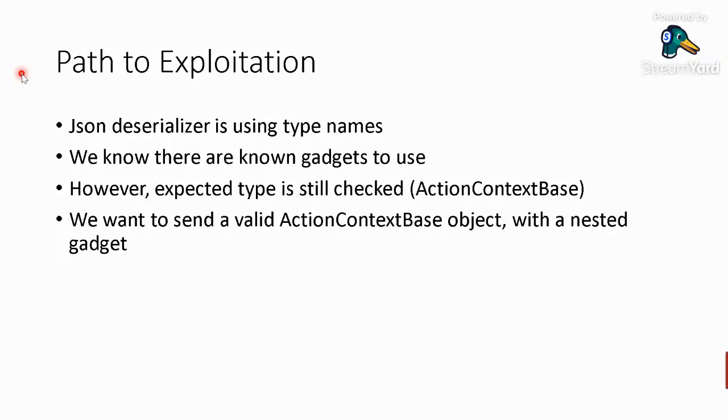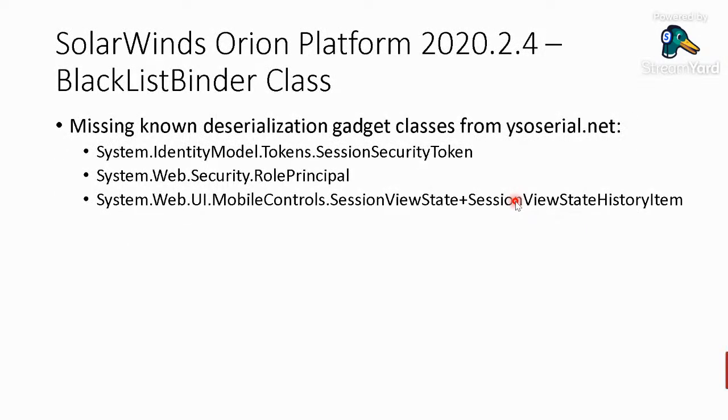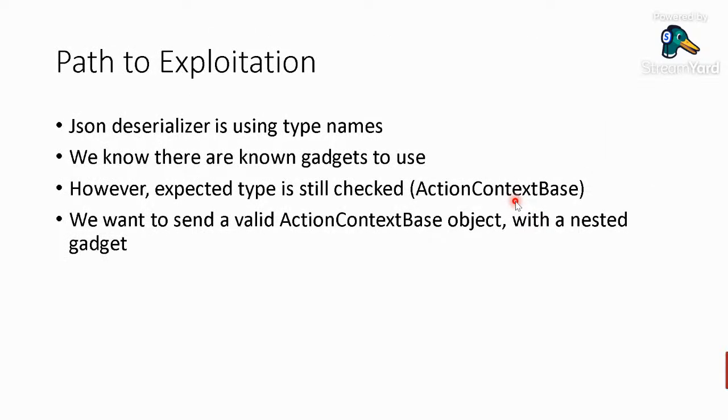And these are just a few of them that were missed, I guess, or weren't updated. So, okay, we know they're using type names, so that's an insecure form of deserializing. We know that there are known gadgets that they're missing to block here. However, we still have one hurdle to overcome, which is the expected types. It's only going to deserialize an object of type ActionContextBase, so we can't really send any of these objects, right? It's expecting an ActionContextBase.